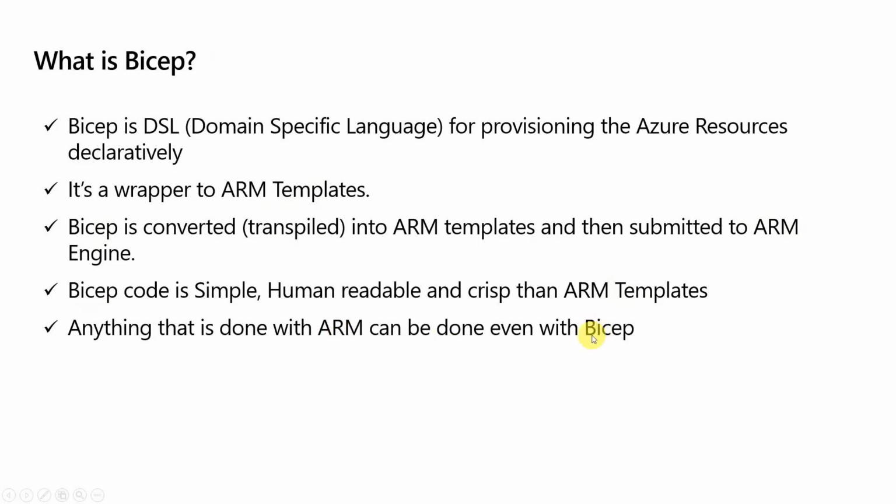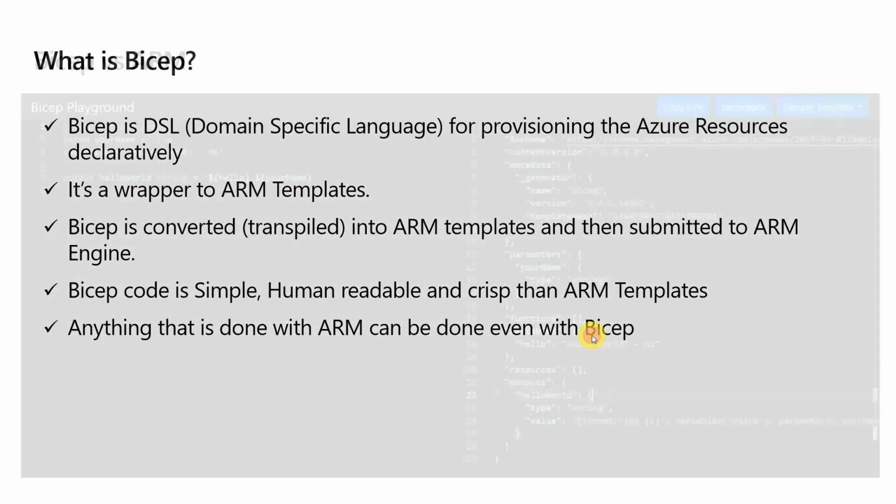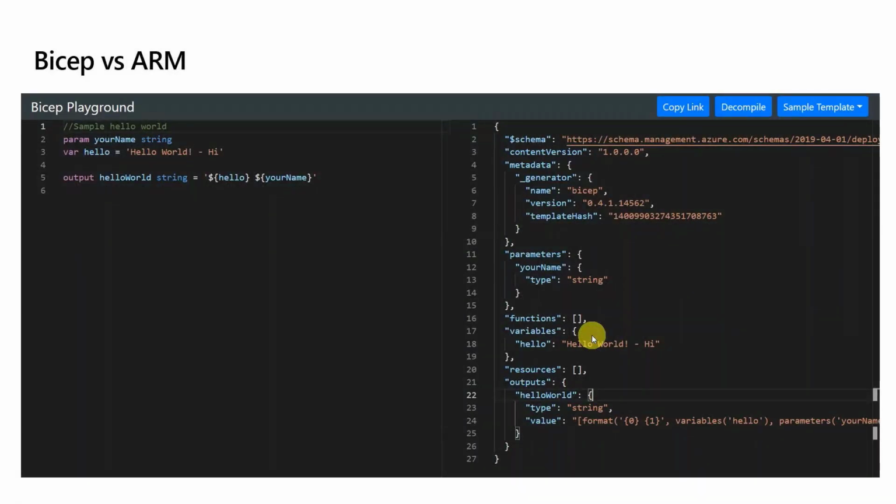So now let's see an example of how Bicep code looks versus how an ARM template looks. I copied this from a tool called Bicep Playground. Okay, on the left hand side, this is Bicep code, which is a basic hello world program. On the right hand side, the corresponding ARM template.